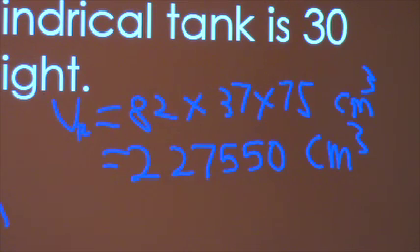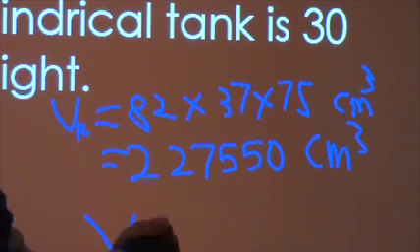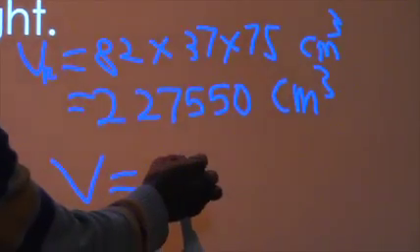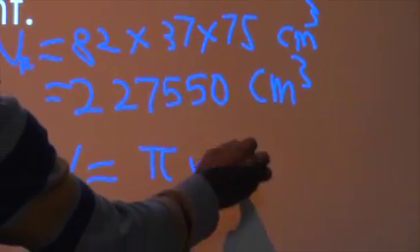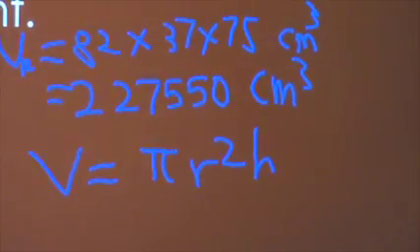Now, let's go ahead and find and use the volume for a cylinder. What's the formula for the volume of a cylinder? It's equal to pi r squared h.